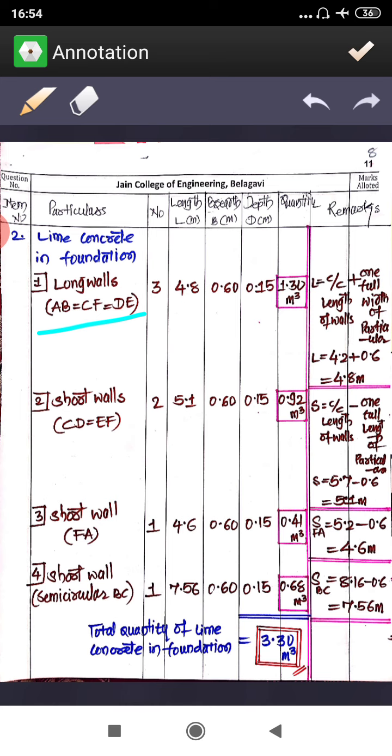Similarly for BC, see, this length how I got, I have written here, that is 8.16 minus 0.6, it is 7.56 meter. So that one number into 7.56 into 0.6 into 0.15, that is going to be 0.68 meter cube. Now if you add all these quantities, then you will be getting 4.30 meter cube as the lime concrete foundation.